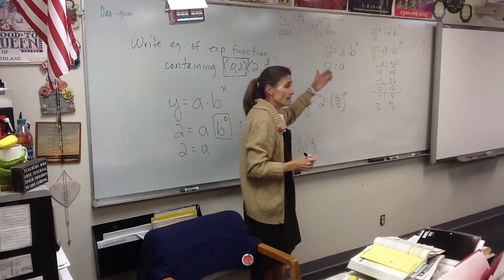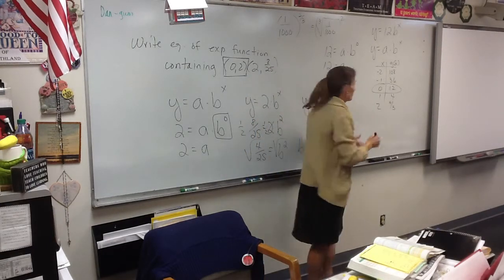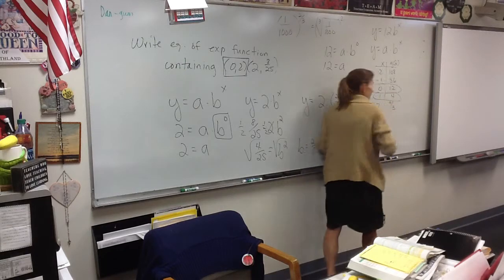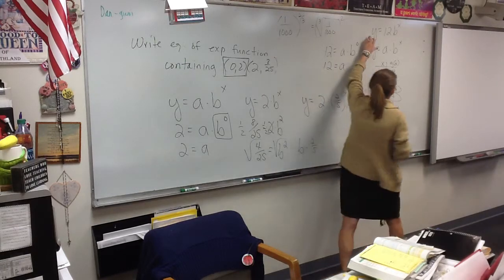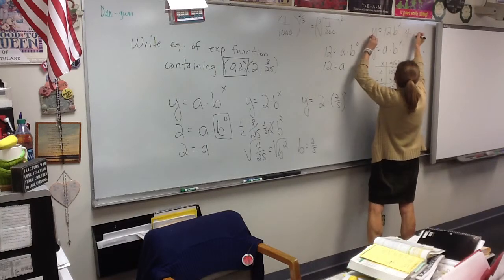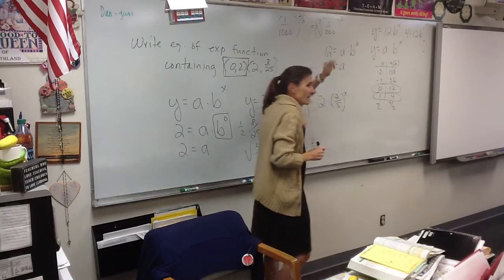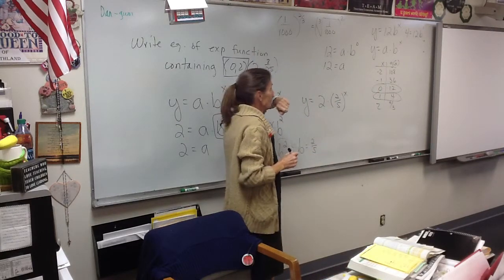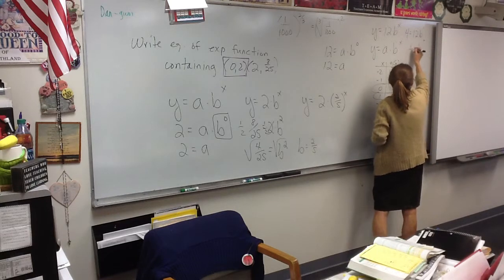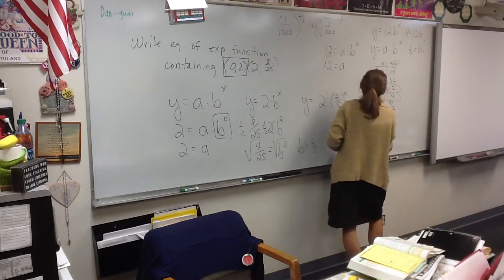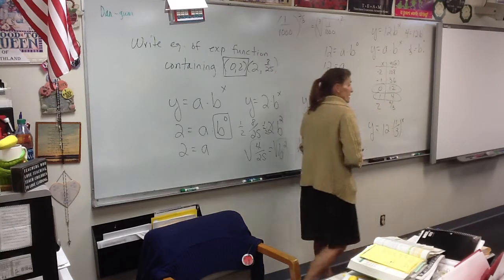Now, let's make our life easy. We can pick any point we want. Let's pick this one. Wouldn't that make life easiest? So y is 4 when x is 1. So what does b work out to be? 1/3. Our answer: y equals 12 times 1/3 to the x.